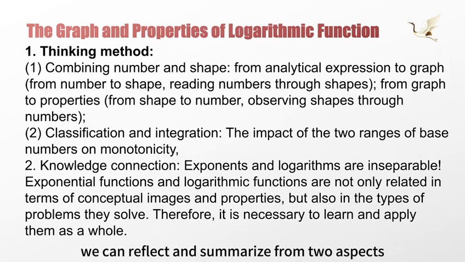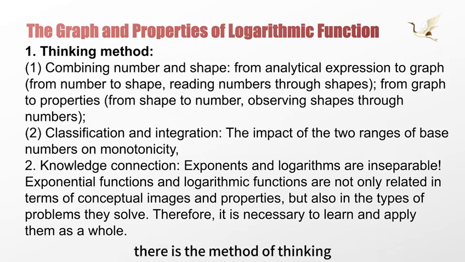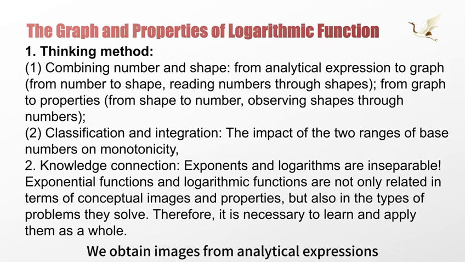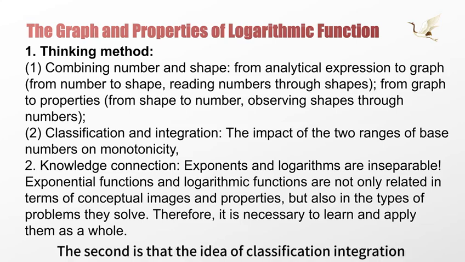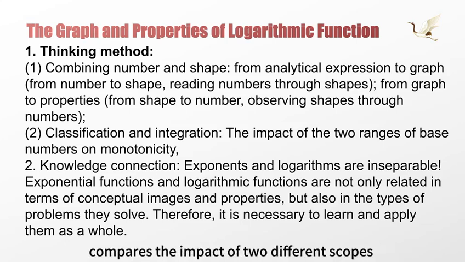In this class, we can reflect and summarize from two aspects. Firstly, there is the method of thinking. We obtain images from analytical expressions, which means reading data from the image by counting to form. Then, from the image to the property, that is, from form to number, to view form through numbers. The second is the idea of classification and integration, which compares the impact of two different scopes on monotonicity.